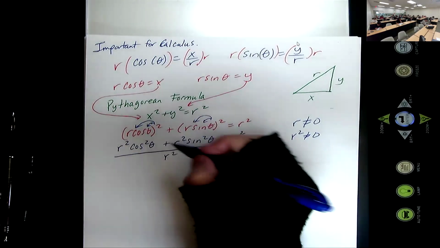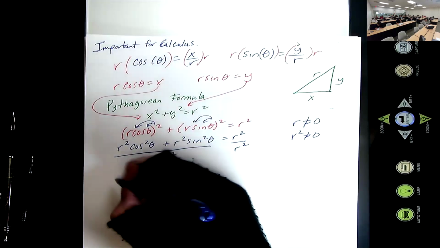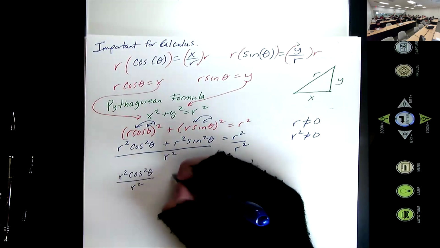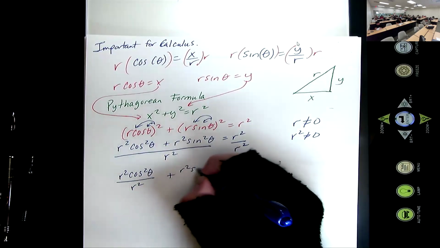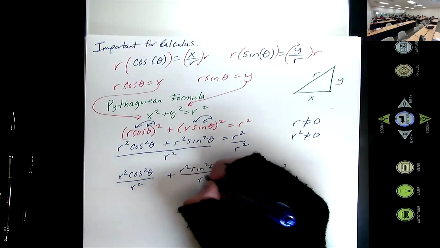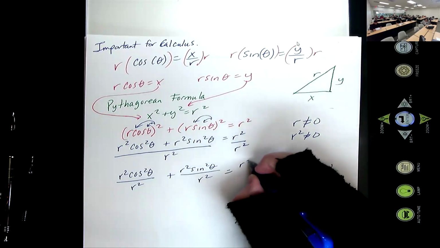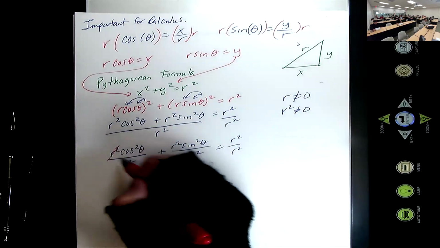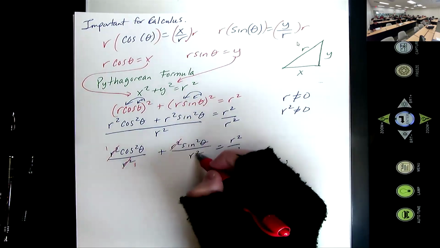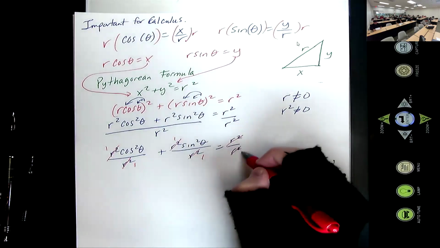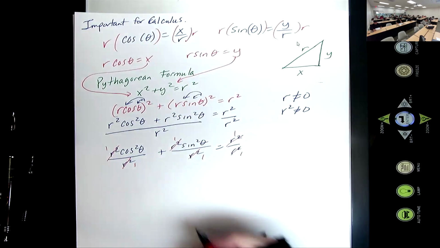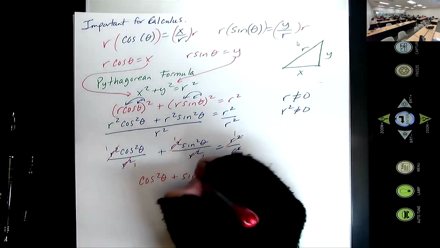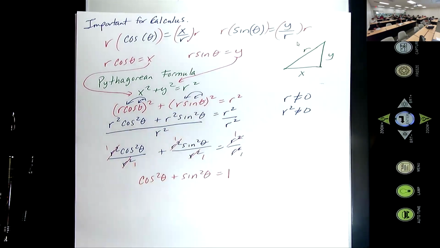If I do that, I'll separate it out into just doing r squared over each of these. My r squareds cancel and are replaced by ones on the fractions. And I get cosine squared theta plus sine squared theta equals 1.